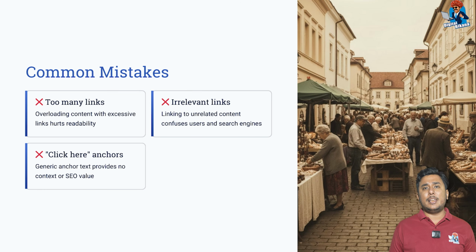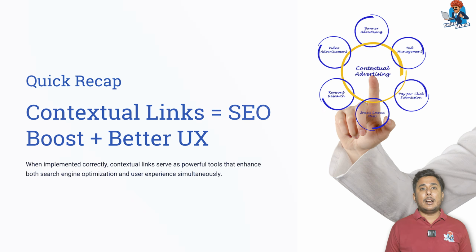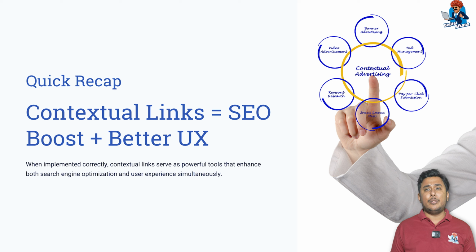Avoid stuffing too many links, linking to irrelevant or spammy sites, or using generic anchor text like "click here." These practices hurt SEO. A contextual link is a hyperlink inside your content. It boosts SEO, improves user experience, and helps Google understand content relationships better than non-contextual links.